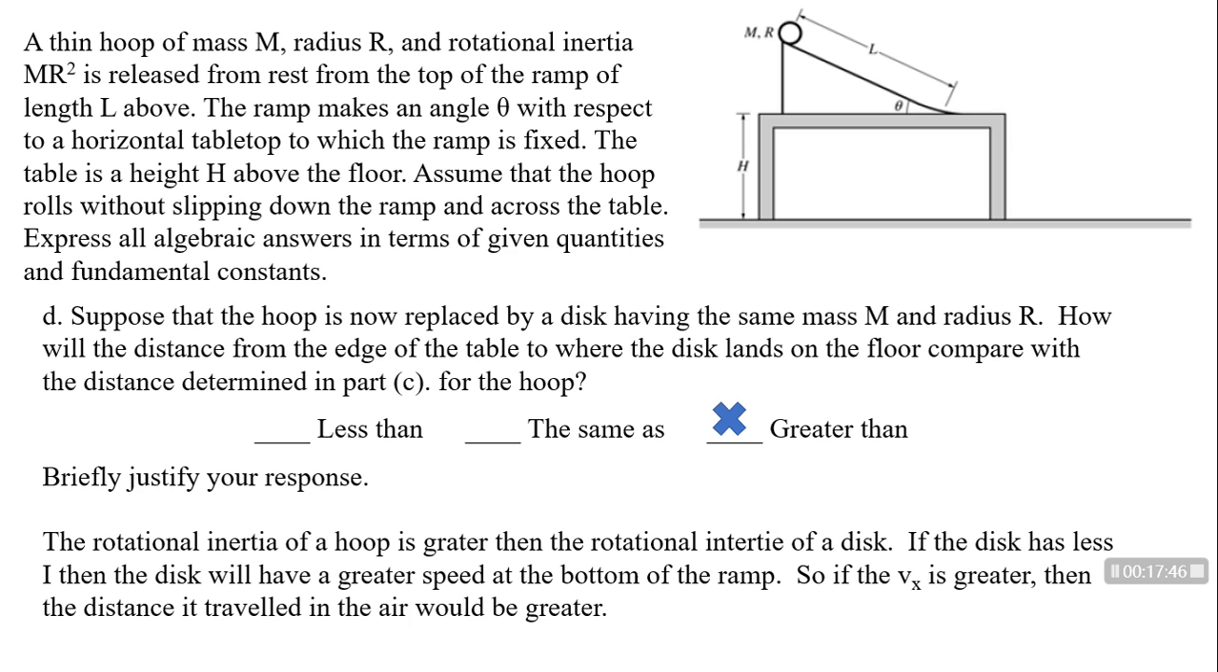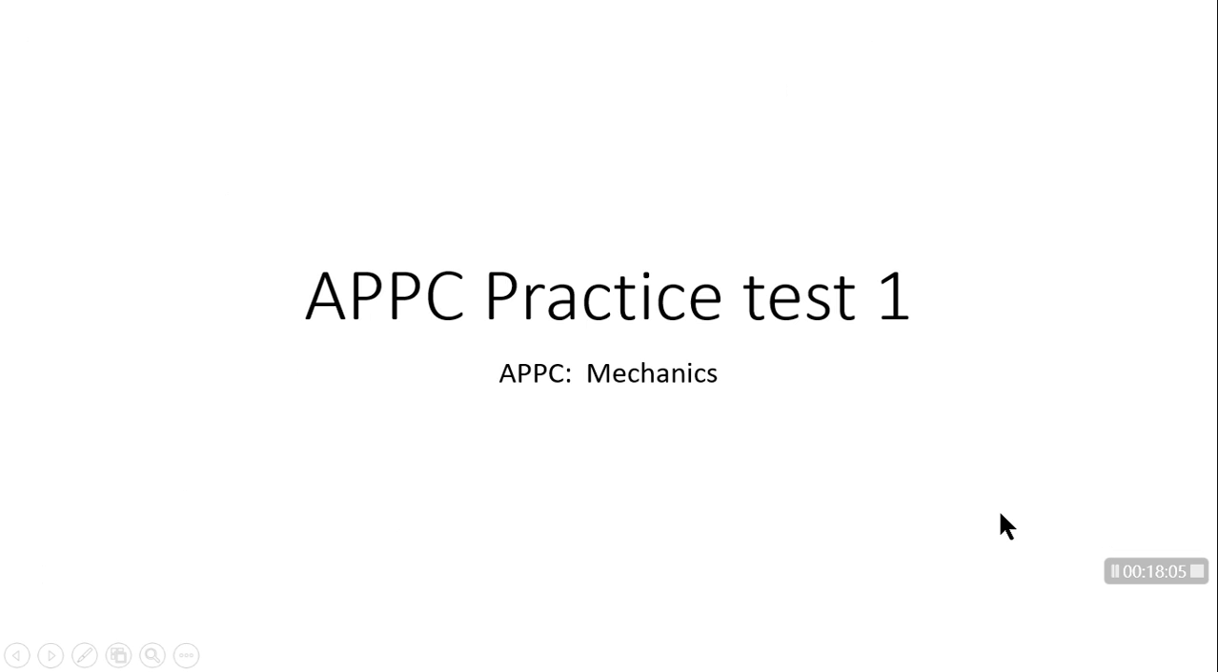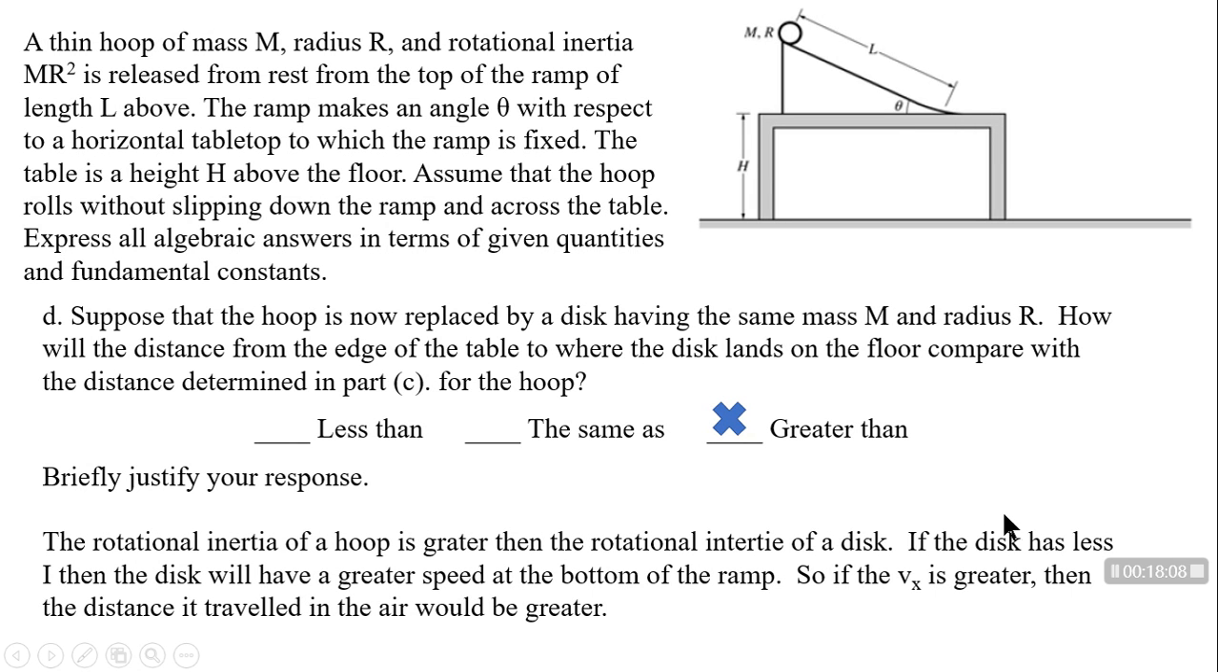And what's my rationale? Well, the rotational inertia of the hoop is greater than the rotational inertia of the disc. If the disc has less I, then the disc will have a greater speed at the bottom of the ramp. So if the Vx is greater, then the distance it traveled in the air would be greater. That kind of makes sense. All right. Hope that answers your questions. Have a good day.